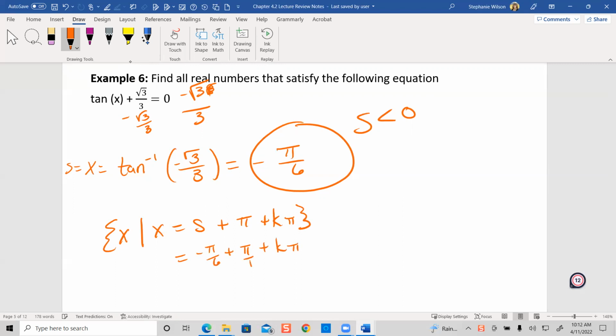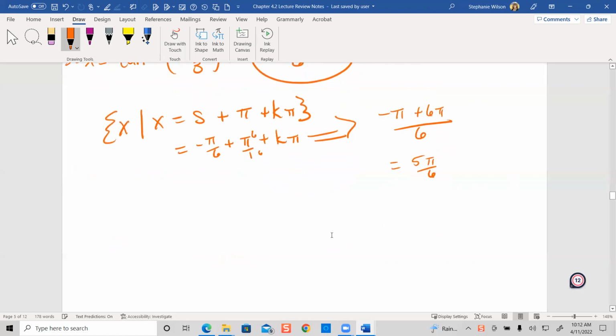Okay, we need a common denominator. In this case, it's 6. So I get negative pi plus 6 pi over 6, which gives me 5 pi over 6. And then we're going to add on the k pi. So let's write that here. Our final answer.